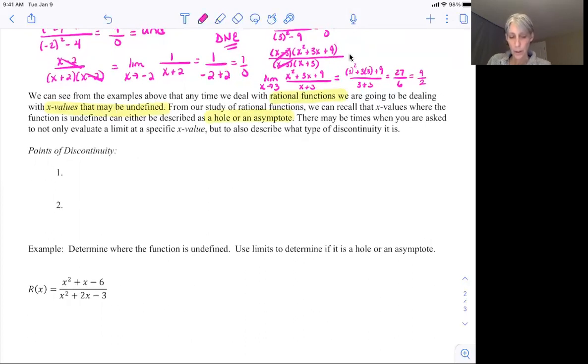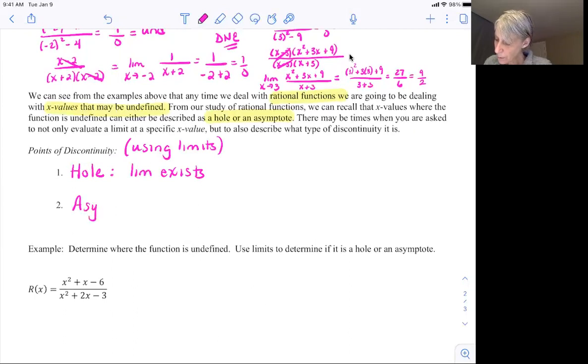So if you're using limits to describe what we call a point of discontinuity, a hole is when the limit exists, and an asymptote occurs when the limit does not exist. And I hope that makes sense from some of the stuff we discussed.